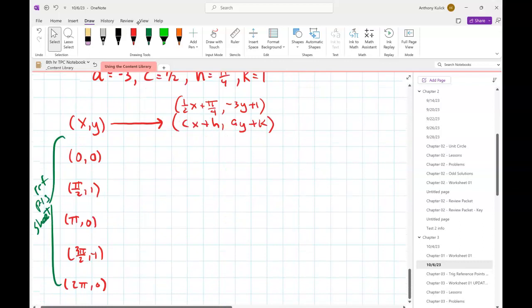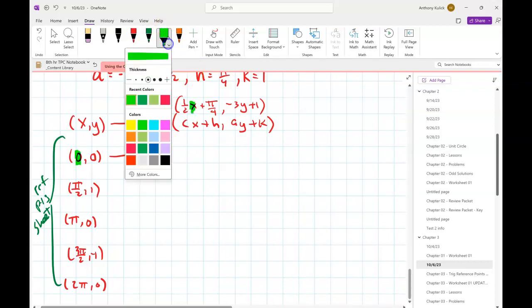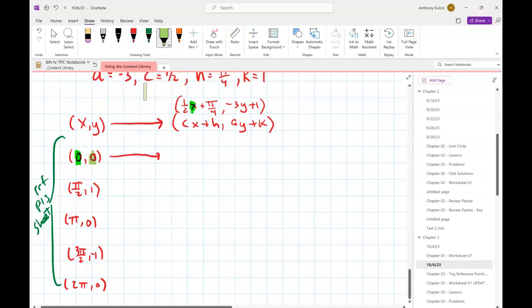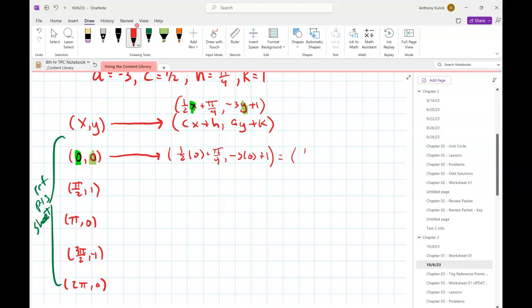All right. So now all I'm going to do is plug my x into the x in my formula, and then my y into the y in my formula, and evaluate. What's 1/2 times 0 plus pi over 4? Great. And what's -3 times 0 plus 1? 1. There's my first point.